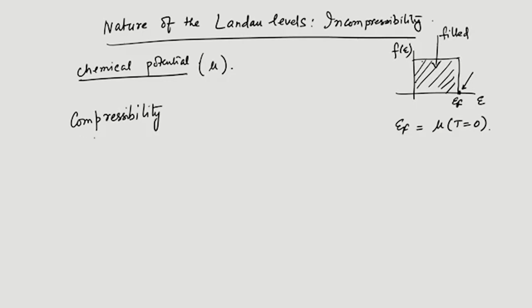Or even equivalently, one can talk about bulk modulus, but let's talk about compressibility here. You have to remember that we are talking about a two-dimensional system. So instead of volume, we'll have to talk about the area. So this is 1 by area times del A del P at a given N, where A is area, P is pressure.